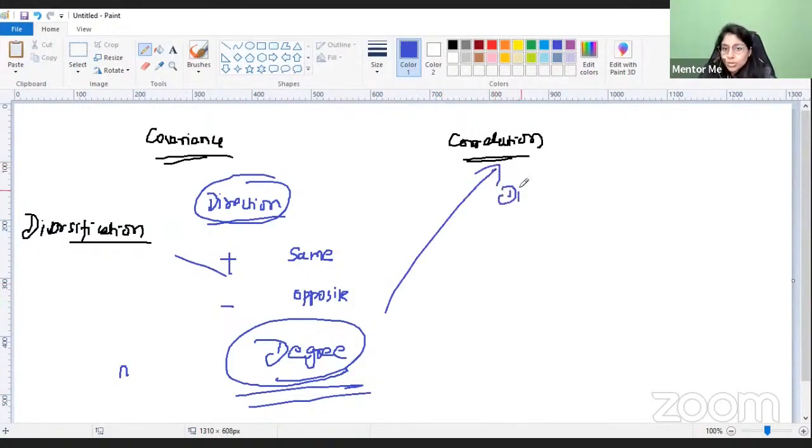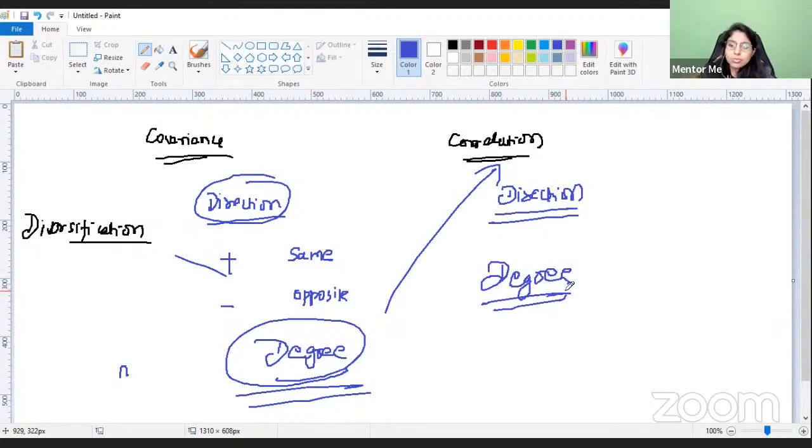Correlation tells us about both the direction and the degree of the relationship between two securities or asset classes. That's why the more common out of the two is correlation. You will find correlation being calculated a lot of times in comparison to covariance, because covariance just tells us about the direction.